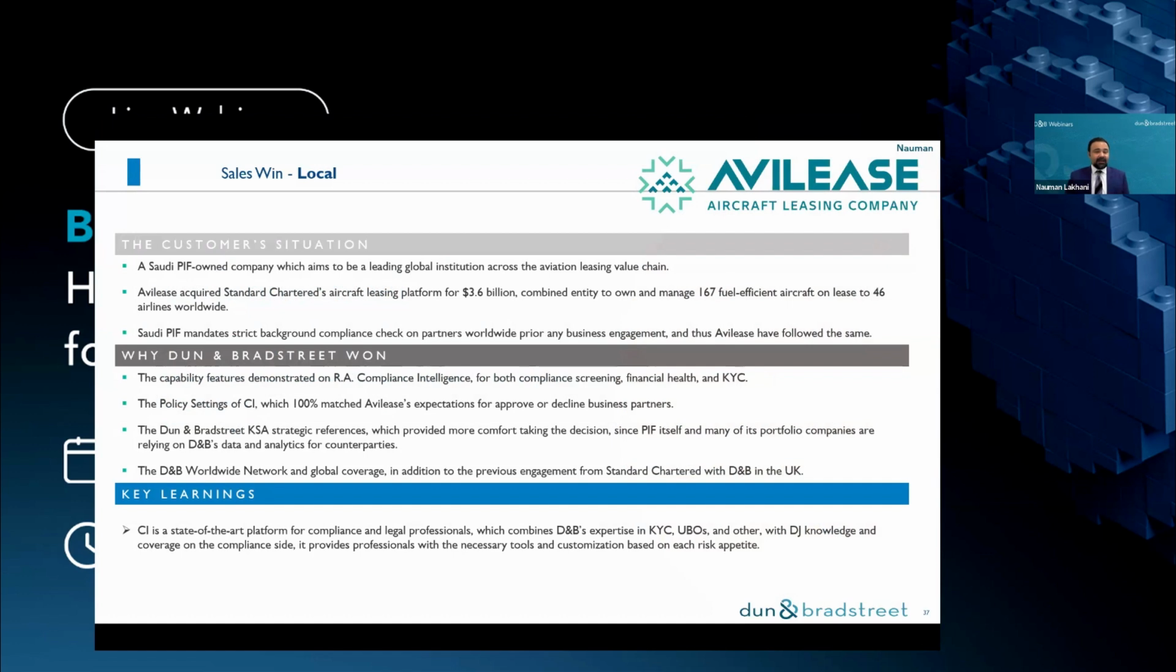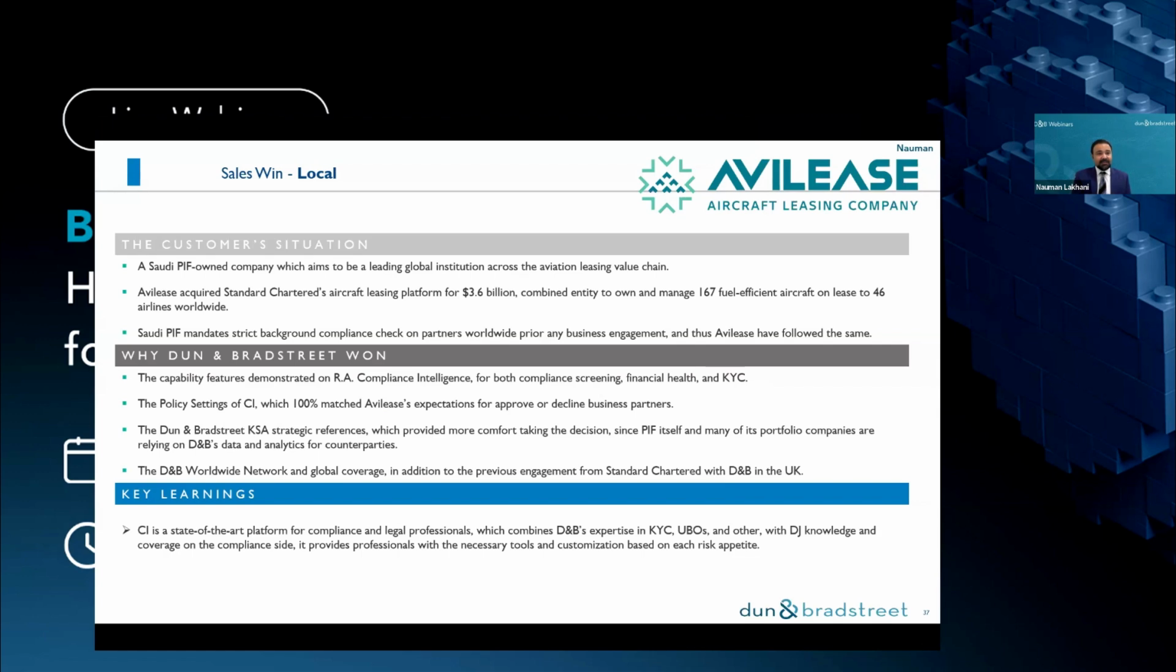We have an aircraft leasing organization which had a policy in place and was evolving it, and they're now utilizing Dun & Bradstreet's ecosystem to have the legal processes and the policies in place to ensure that they're only looking at the key issues that are being presented.